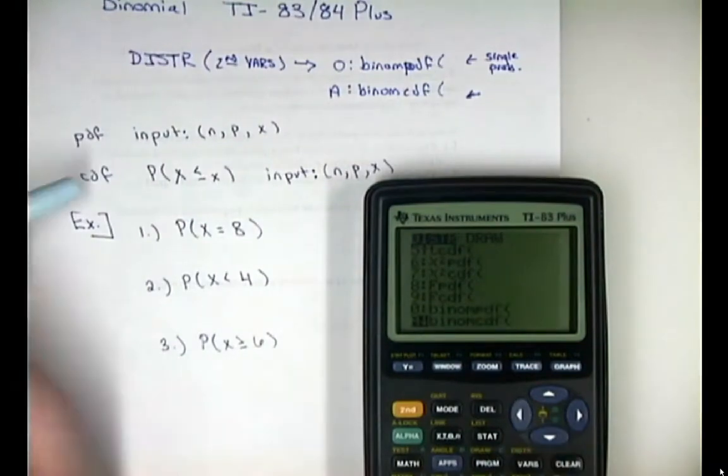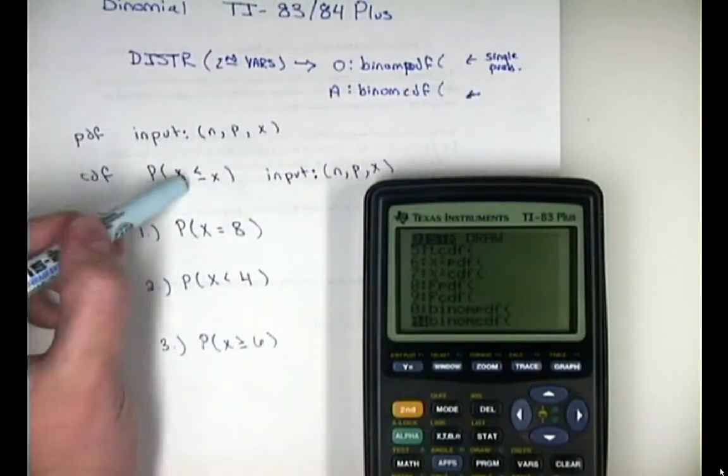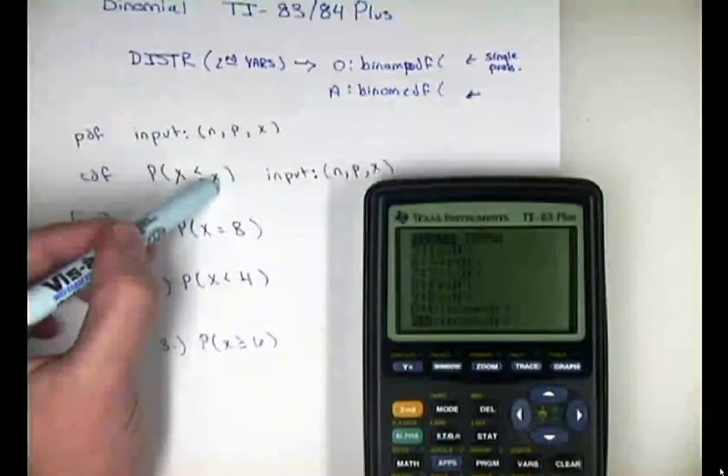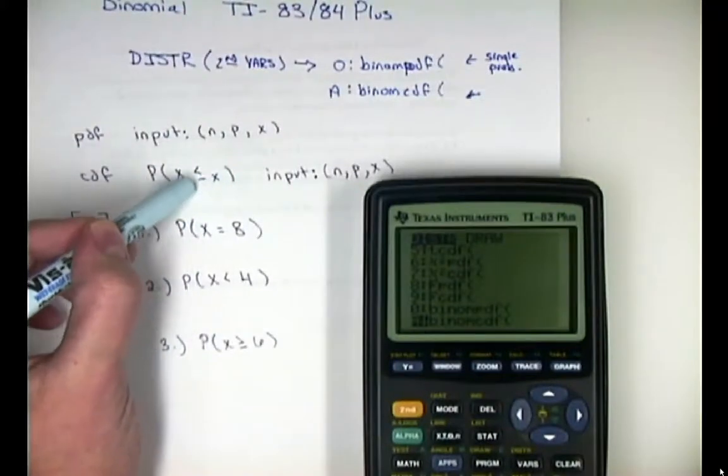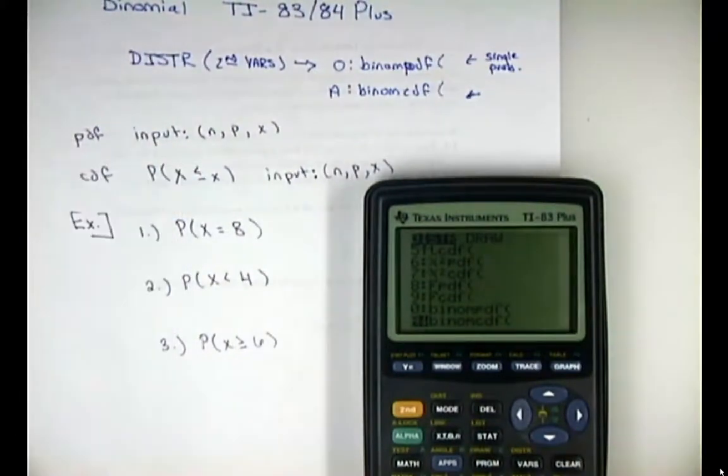The thing is, though, with the CDF function, it only works less than or equal to. Only works less than or equal to. So if you have a greater than statement or something that's not in this format, you've got to manipulate it to be in that format, which we can definitely do.